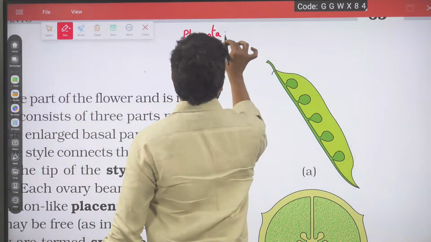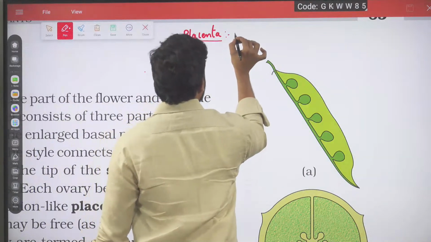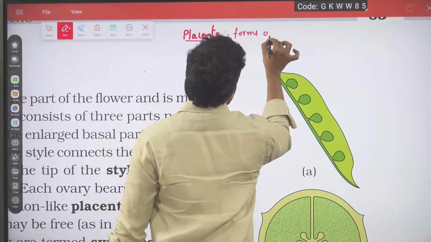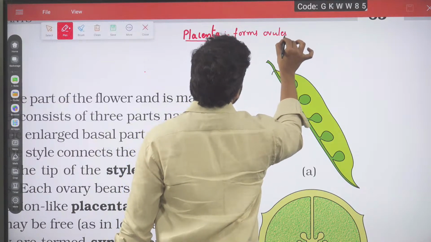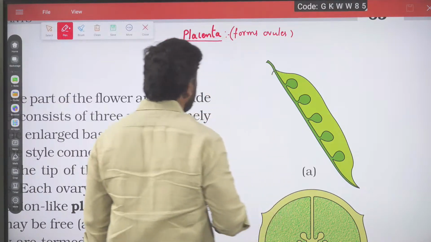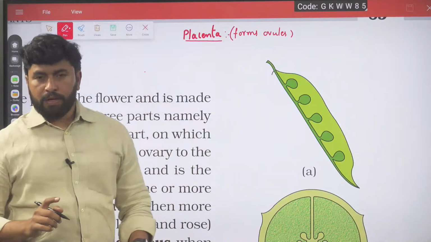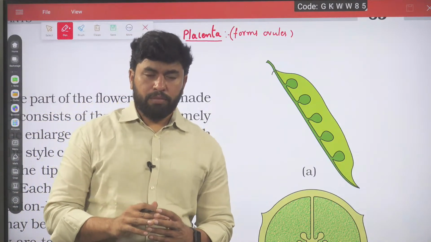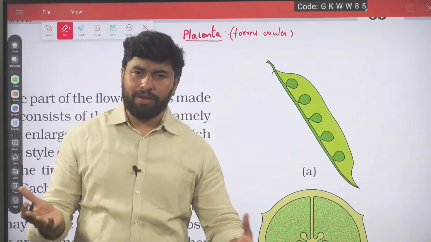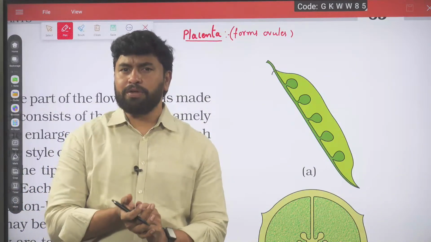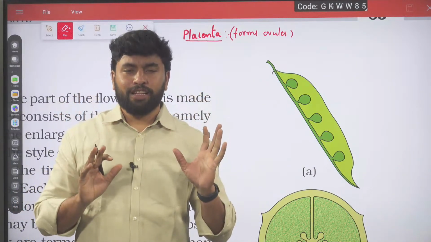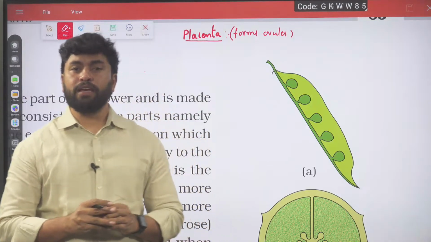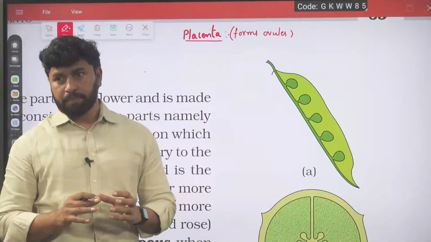Placenta, the so-called fertile tissue, forms the ovule. This is the one responsible for the formation of ovule. Listen, the ovary produces ovules, but randomly on the surface of the ovary, ovules are not going to be produced wherever they like. They will be produced only on one specific area. That specific area is called placenta.